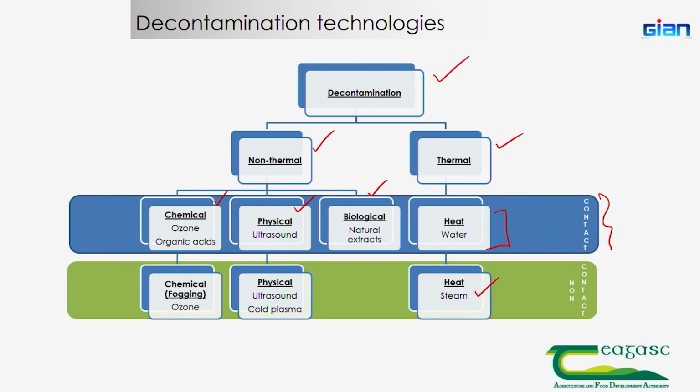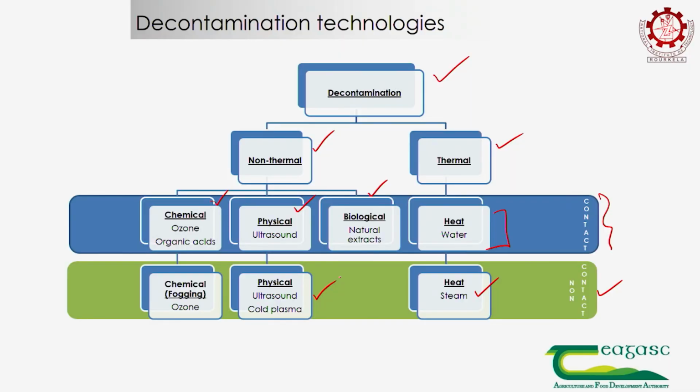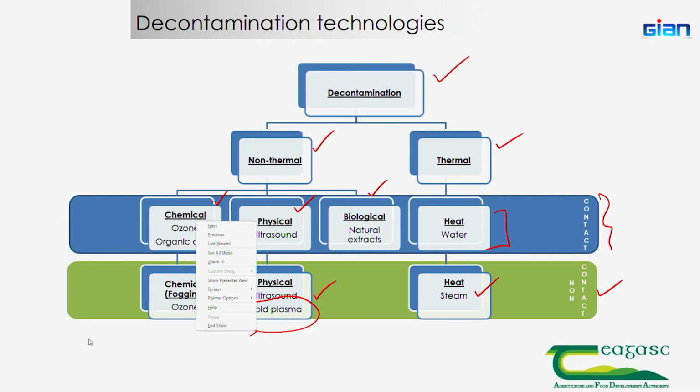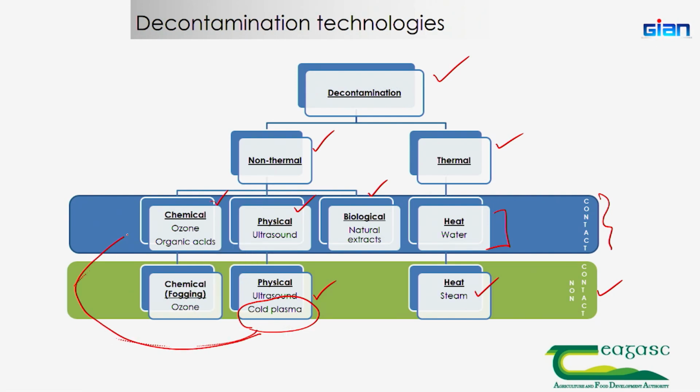Steam bath or steaming the product means to inactivate microorganisms. That is non-contact: physical, ultrasonic and cold plasma. The same plasma in water becomes contacted, that is plasma activated water. That means water is charged with the plasma and then that water is used for washing purposes, or the product is put directly into a plasma rich environment.